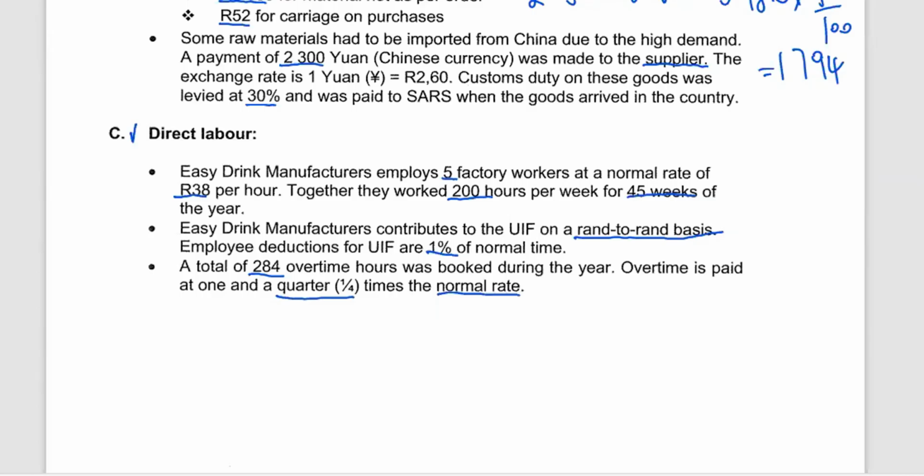So we have 200 hours, then it's 38 rand per hour, then multiplied by 45 weeks.